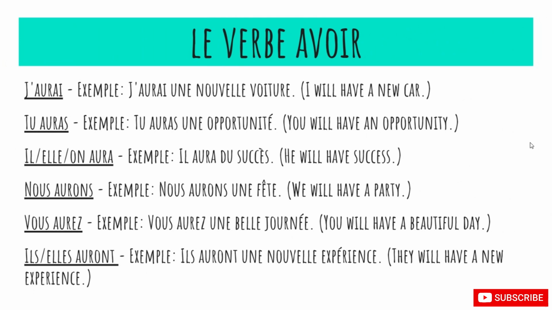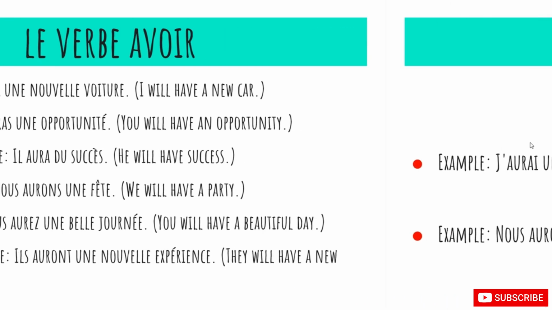So in the future, avoir is used to express future possession or anticipate events. Let's look at some example. J'aurai une maison. I will have a house. Nous aurons du succès. We will have success.